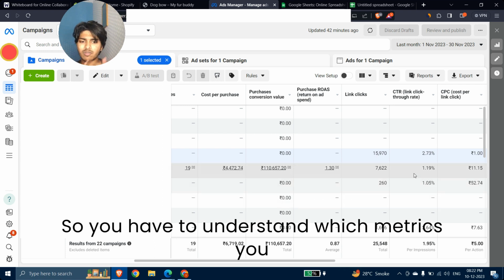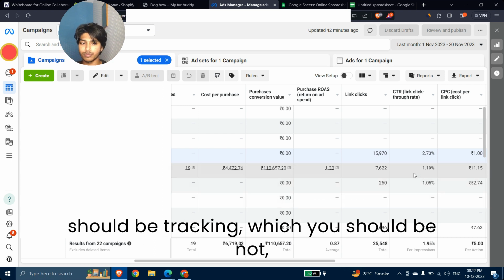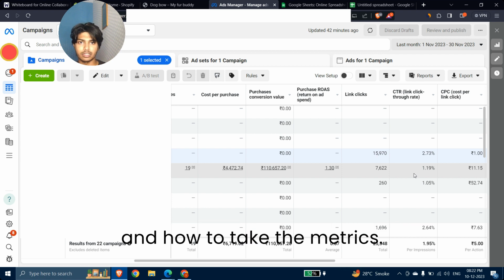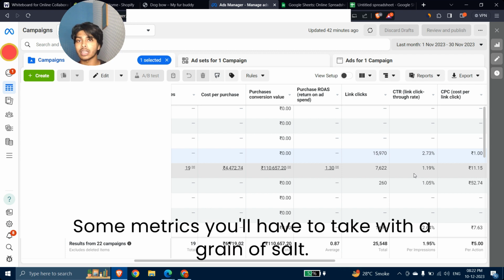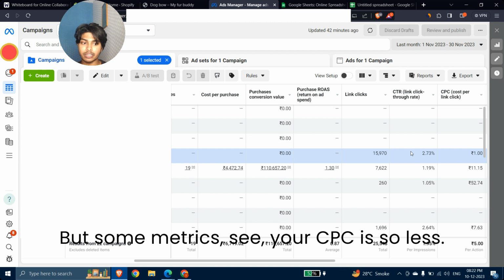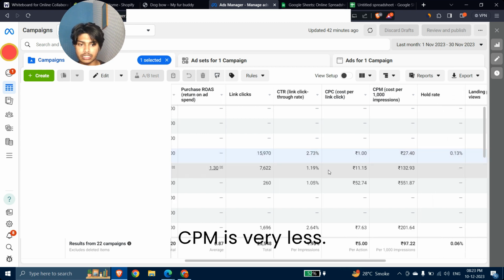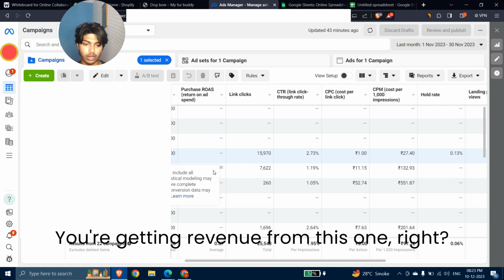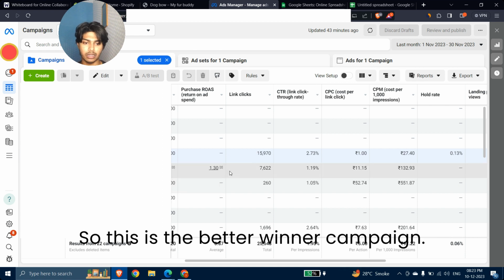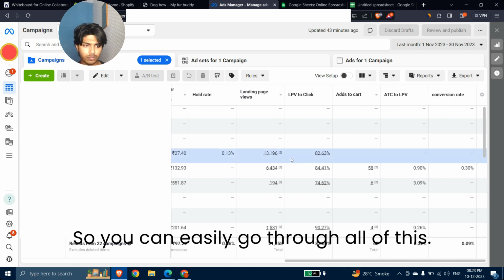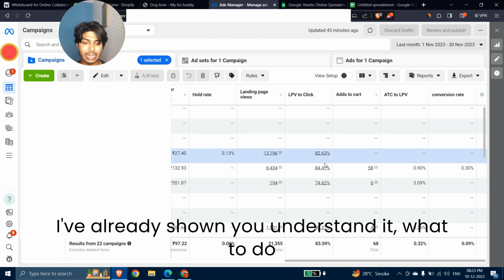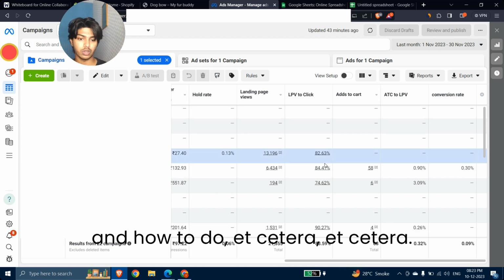So you have to understand which metrics you should be tracking, which you should not, and how to take the metrics. Some metrics you'll have to take with a grain of salt. But see, your CPC is so less, CPM is very less, and you're getting revenue from this one, right? So this is the better winner campaign, right? So you can easily go through all of this. I've already shown you, understand it, what to do and how to do it.